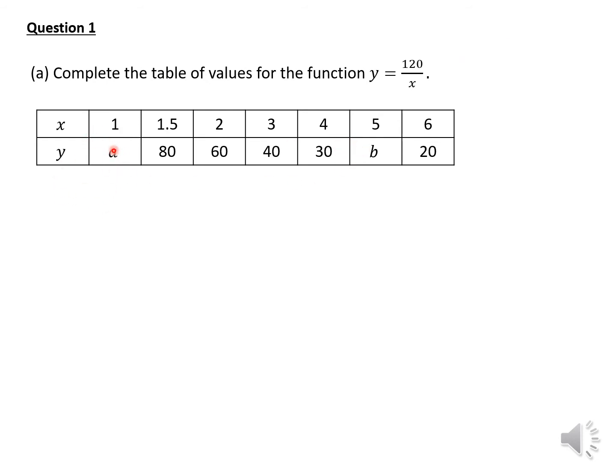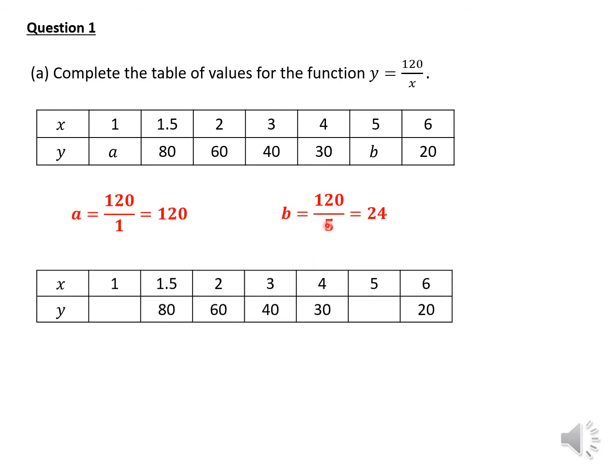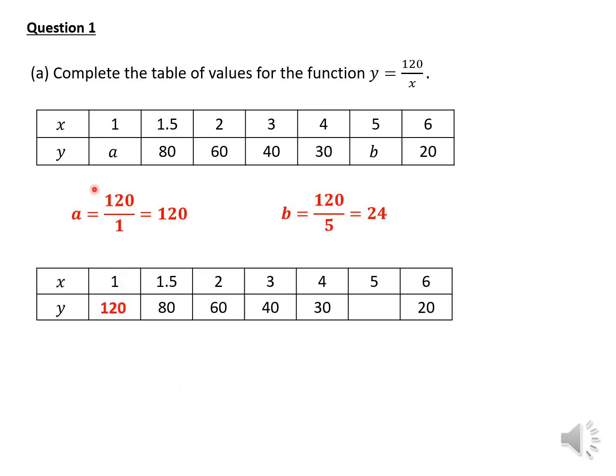So when x is 1, what is a? And when x is 5, what is b? The way you solve that is you just plug in that value of x and then you get an output value for a, and the same you do for b. Now you can actually complete your table. So when x is 1, a is 120, and when x is 5, y is 24. So now you've got your table complete. Normally you get a mark or 2 for that. Now you are ready to plot these particular points on the Cartesian coordinate system on your graph.